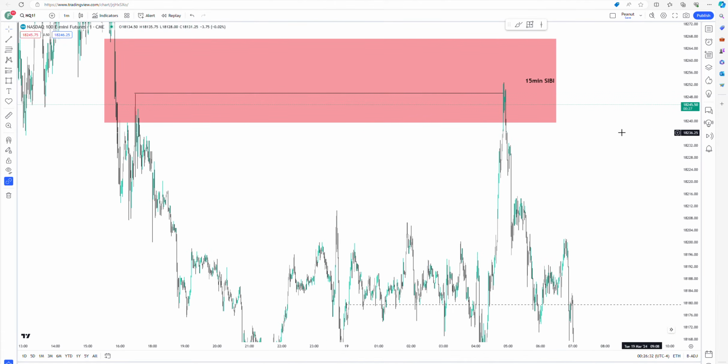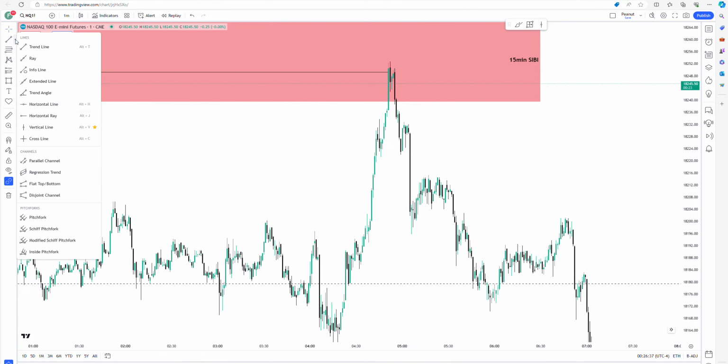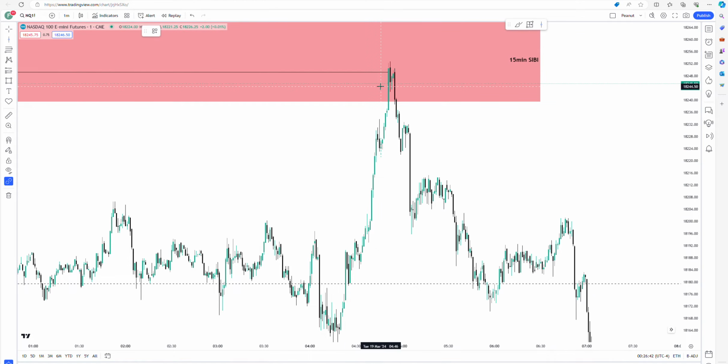Second thing, let's have a look now at this 15-minute sell-side imbalance. And let's map out the macros. Again, macros, I've made many videos on this and I will continue to make them, but 10 minutes before and 10 minutes after every single hour. So 4:50 to 5:10 here is the focus.